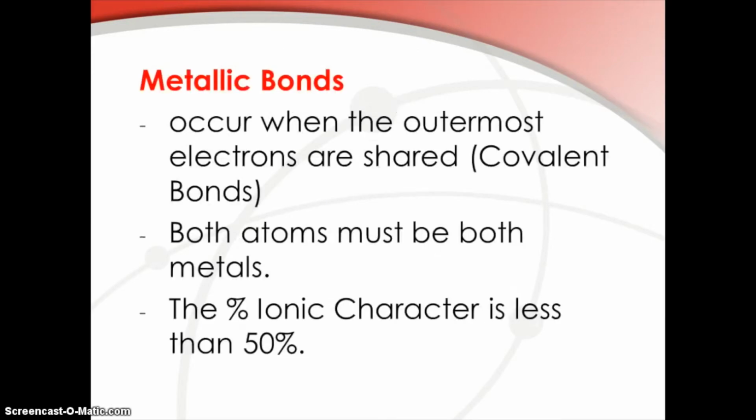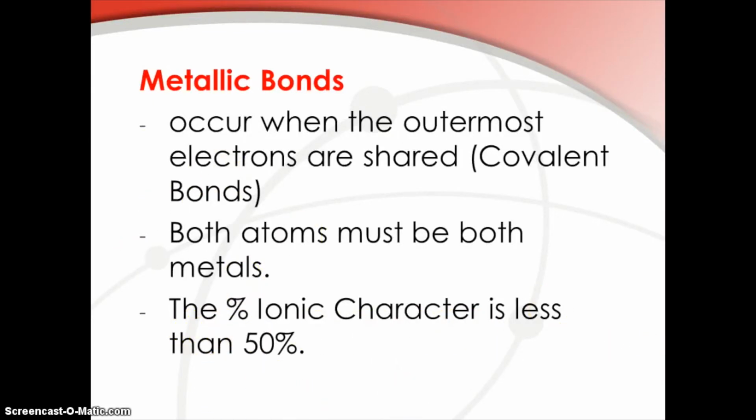Now if we look at metallic bonds, remember that they occur when the outermost electrons are shared. So really metallic bonds are just covalent bonds. But the difference here is that both atoms must be metals. So when you have a covalent bond and both atoms are metals, that is when you end up with a metallic covalent bond. There is no such thing as a metallic ionic bond. And in fact, when you look at the percent ionic characters and those differences in electronegativity, you'll understand why. But here, you're going to have the percent ionic character less than 50%.